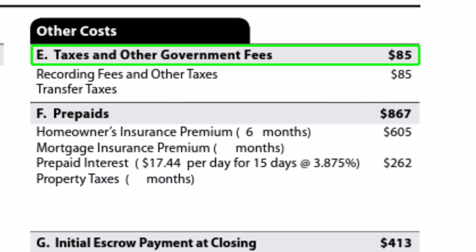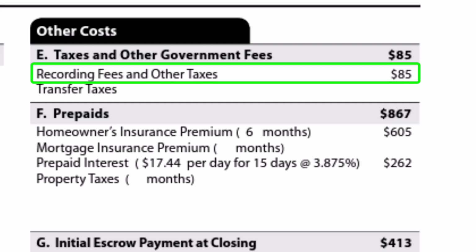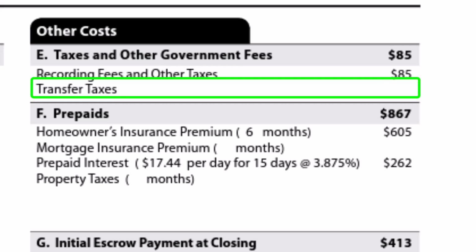Let's start with recording fees and other taxes. And this is pretty straightforward. This is money that is paid to the county to register the sale as a public record. Next, we have transfer tax, and these are paid to the county for the transfer of the deed from seller to buyer. The key point on this is that no matter who your lender is, these costs will remain exactly the same when you close.